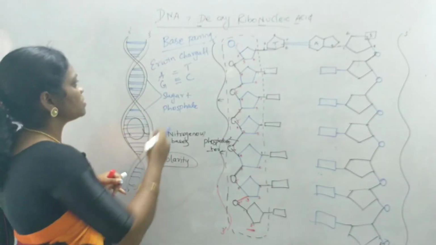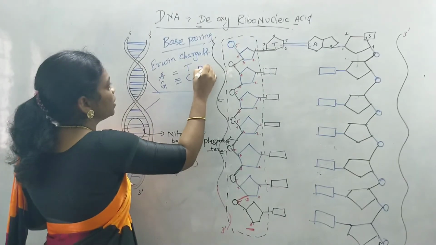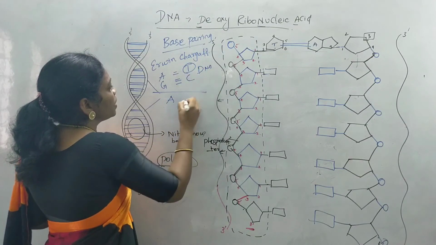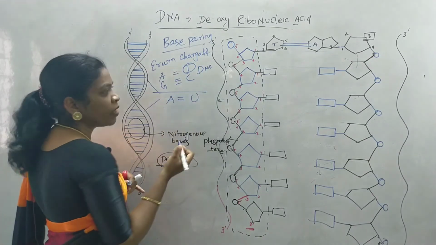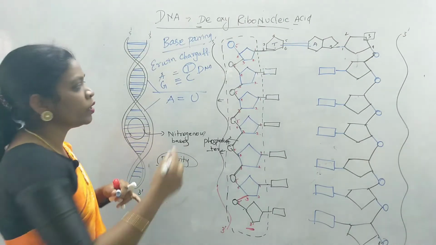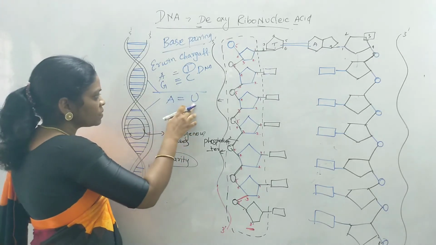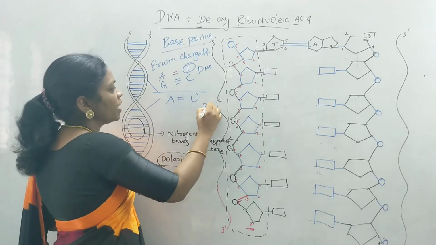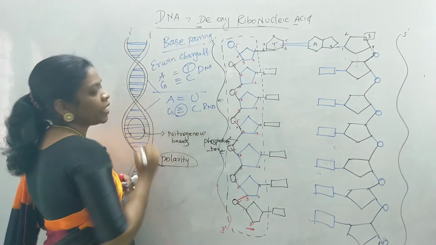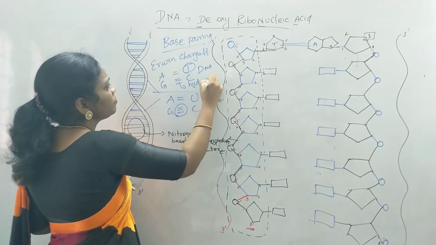But the pairing in case of RNA, this is DNA. In case of RNA, instead of thymine, the RNA has uracil. So uracil is unique for RNA and thymine is unique for DNA. So in RNA, the thymine is replaced by uracil. Adenine always pairs with uracil in case of RNA, and guanine pairs with cytosine by means of triple hydrogen bonds. These bonds are known as hydrogen bonds.